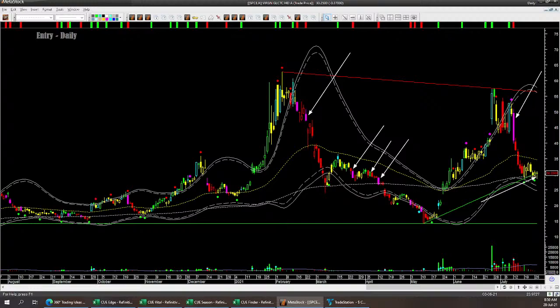Now it is near trend line support with an indecision candle, an indecisive shape candle. I'm not going to short it now. Close this.